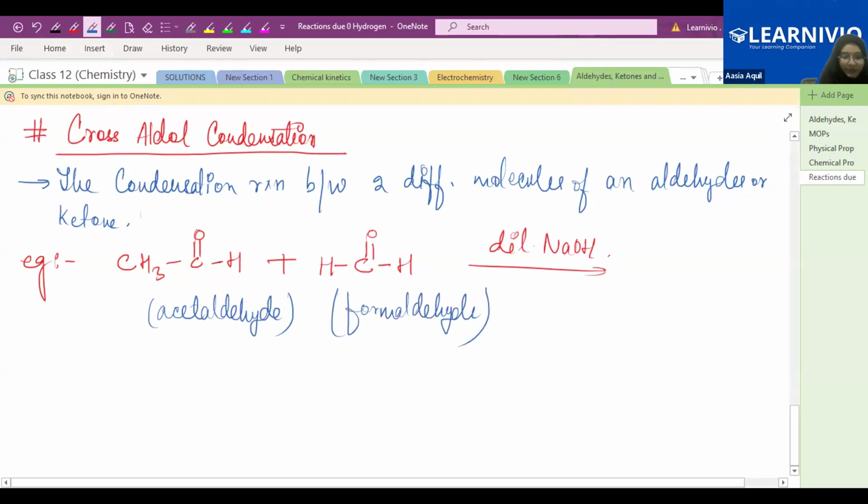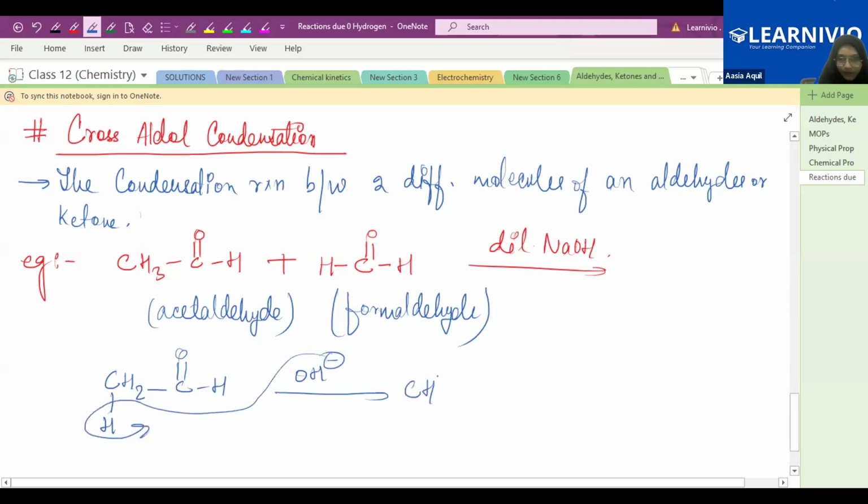Now let's understand the mechanism. So first you can see, this is your CH2 and one hydrogen. So this acetaldehyde, I'm just writing CH2 and one hydrogen over here, CHO. The mechanism will be very same. This occurs in a basic condition. So the OH minus will abstract this hydrogen and it will form a carbanion on this carbon. Now, what is the next? This is the other molecule, formaldehyde, right? So this carbanion will attack this carbon, and this bond will shift over here.